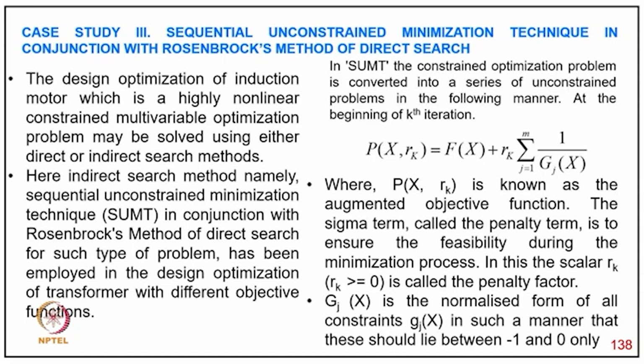So here is the process: sequential unconstrained minimization technique. The design optimization of an induction motor, which is a highly nonlinear constrained multivariable optimization problem, may be solved using either a direct or an indirect search method. Here the indirect search method, namely sequential unconstrained minimization, in short SUMT, in conjunction with the Rosenbrock method of direct search, has been employed in the design optimization of this problem.